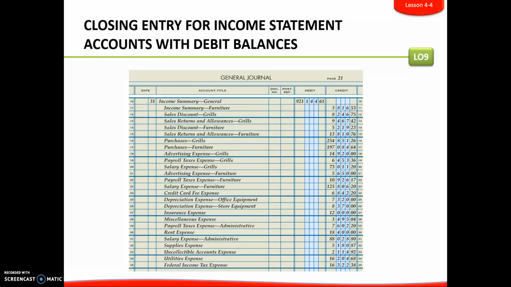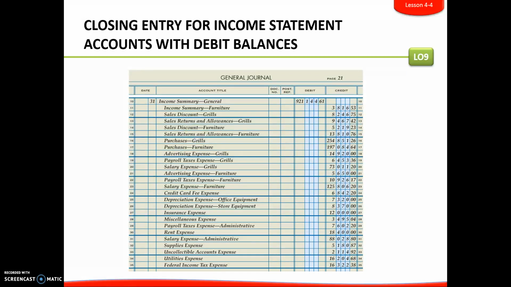The biggest one, and I know that it is a lot, but our biggest one is where we have to close all of our income statement accounts that have debit balances. So we start at the top and we have just a few with the income summary and the furniture, and then we have our sales discounts and sales returns and allowances for our departments.